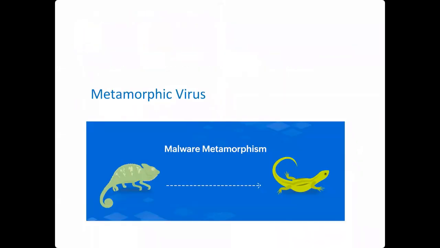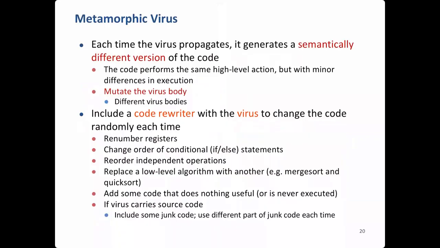Now, third is the metamorphic virus. In polymorphic, we have seen the same thing but a different color. Now, you can see the whole shape also changes. In polymorphic, the code is actually the same, but you are using a different key to encrypt, so the output of encryption, the encrypted virus, looks different. Now here you are also trying to change the code itself. So the virus is going to try to change its code. Basically, each time the virus propagates, it generates a semantically different version of the code.